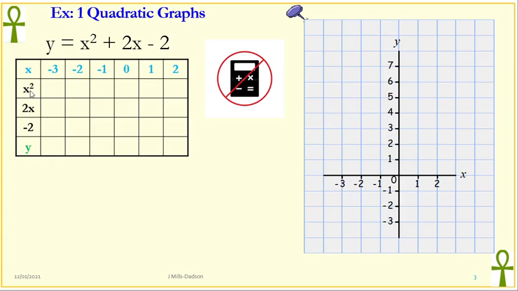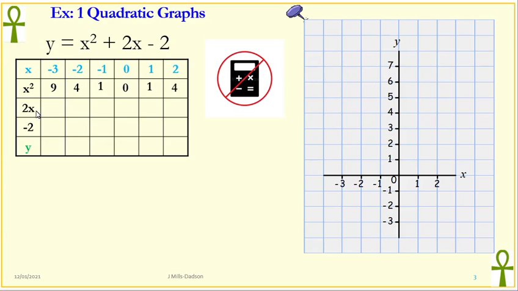So the first thing I need to do is to find the row x squared. What would that be? I need to square each of the x's. And negative times negative is positive. So on the x squared row, all should be positive numbers. So just square each of the numbers. So these are my square numbers.